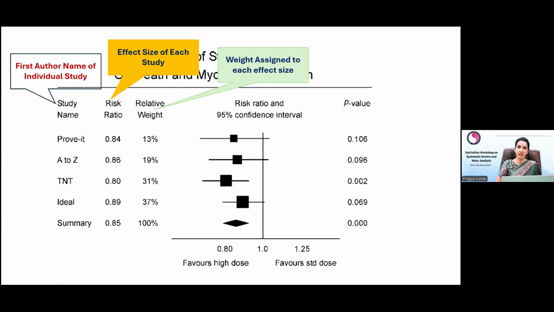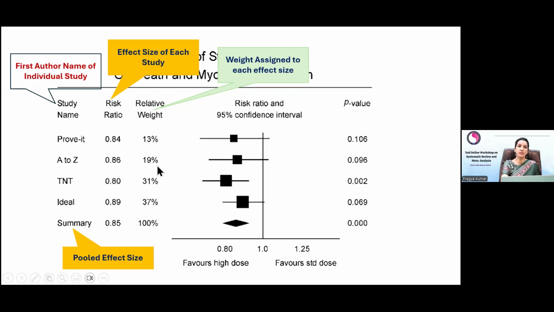So you can say that the sample size, and even the weightage, is very similar: 31% and 37% for TNT and IDEAL. So these two have the largest sample size. I have not written the sample size here, but if you go back and see, the sample size will be larger here.